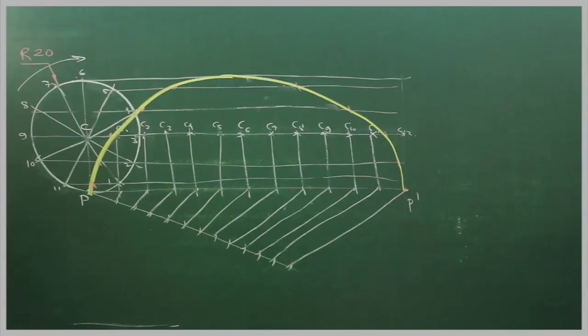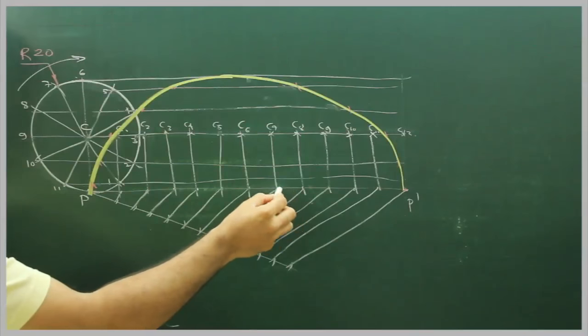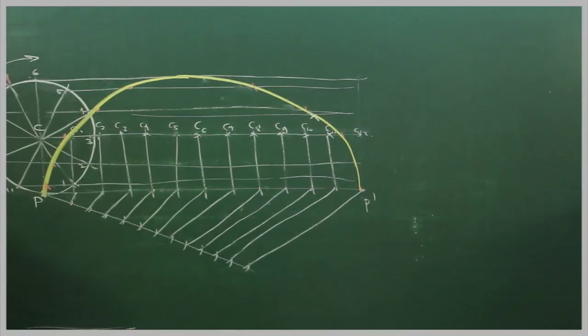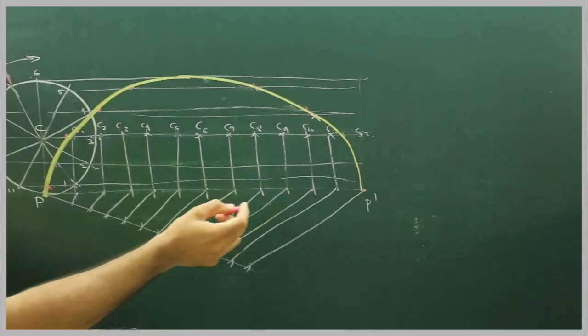Now we have to draw normal and tangent. So for that, the given distance is 25 mm. So from here, you go 25 up. Wherever it will cut, that is point M.